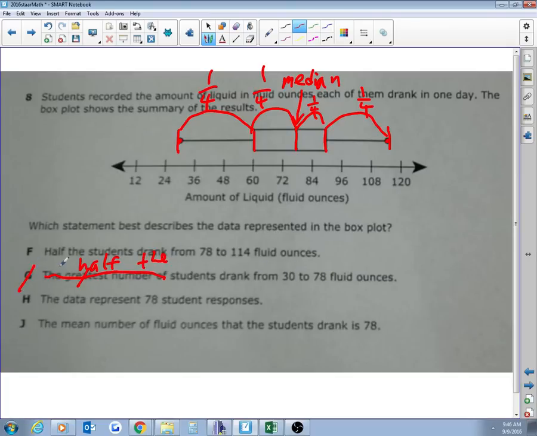Not the greatest number. Here, the data represent 78 student responses. We have no idea how many student responses there are here. All we know is that a quarter were here, a quarter here, a quarter here, a quarter here. And we have no idea of our mean. We only know our median and our range. So F is the correct answer for number 8.